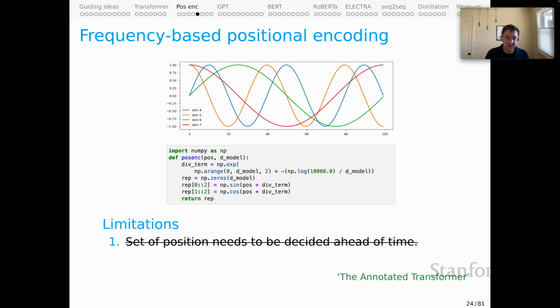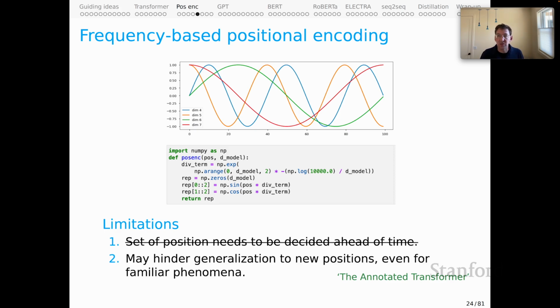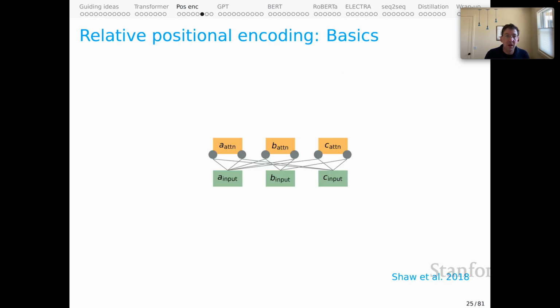The set of positions does not need to be decided ahead of time in this scheme because we can fire off a new vector for any position that you give us. But I think our second question remains pressing. Just as before, this scheme can hinder generalization to new positions, even for familiar phenomena, in virtue of the fact that we are taking those word representations and adding in these positional ones for different positions as equal partners, as I said. And I think that makes it hard for models to see that the same phrase could appear in multiple places.